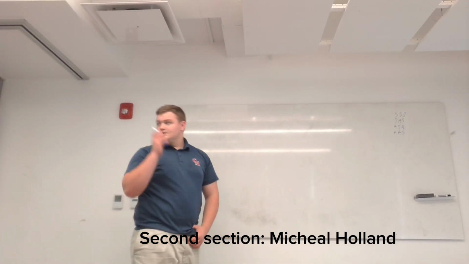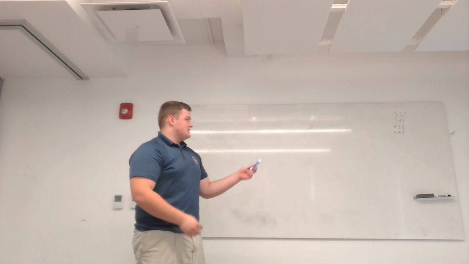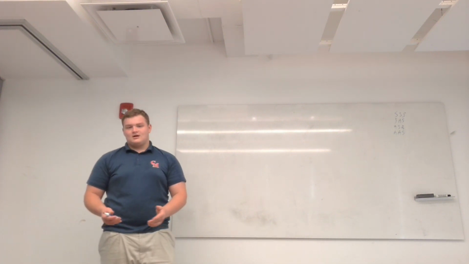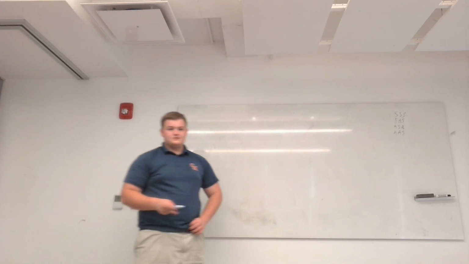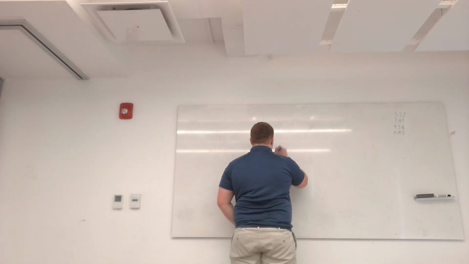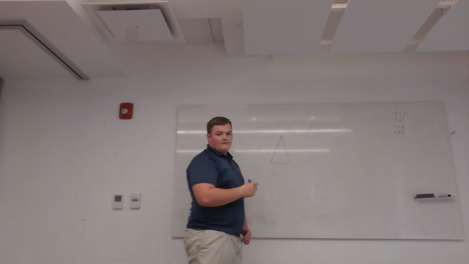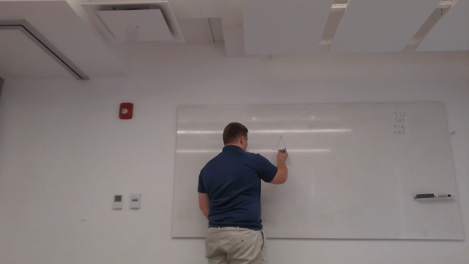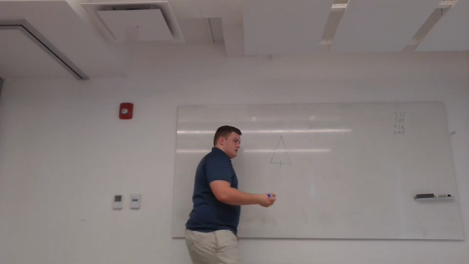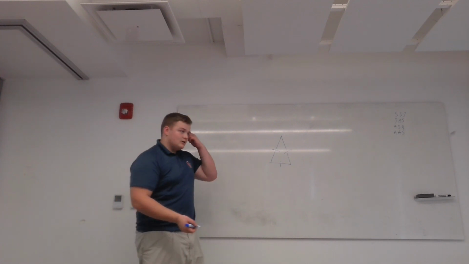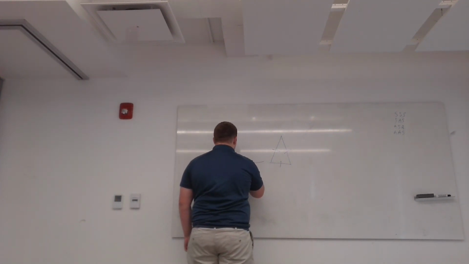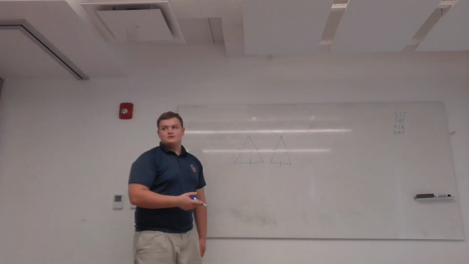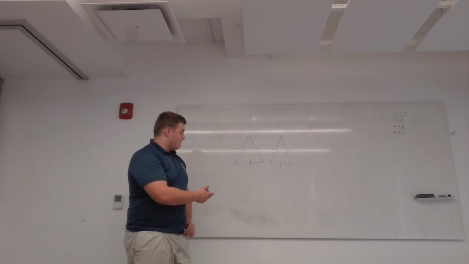I'm Michael Holland, and today I'm working on SSS, SAS, ASA, and AAS. They're ways to determine a congruent triangle. So, we put that up on the board. First off, let's start with SSS. That would mean that all three sides are equal. Now, let's say that another triangle had the same sides with the same lengths, they'd be congruent triangles. They'd have all the same sides.